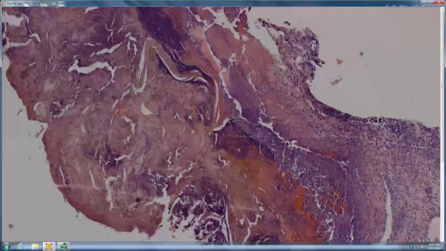Molluscum bodies in there, so very inflamed, but it's an inflamed molluscum.